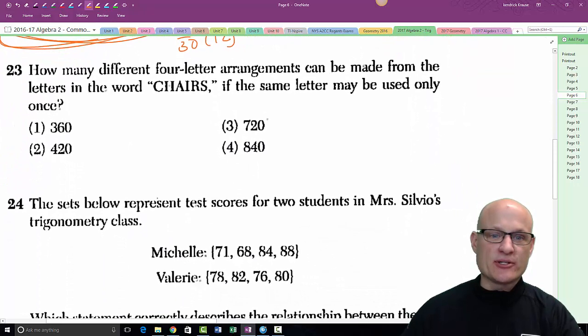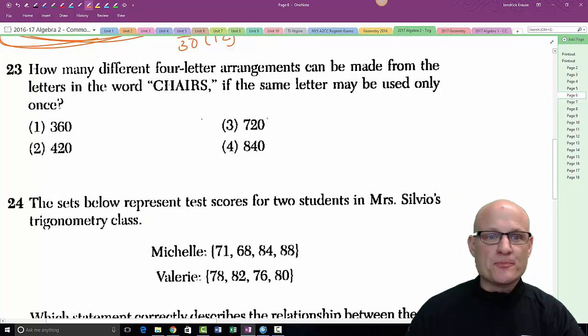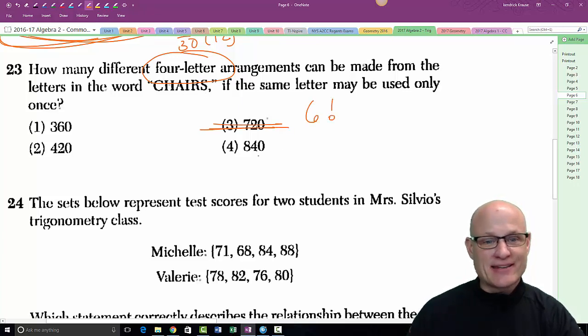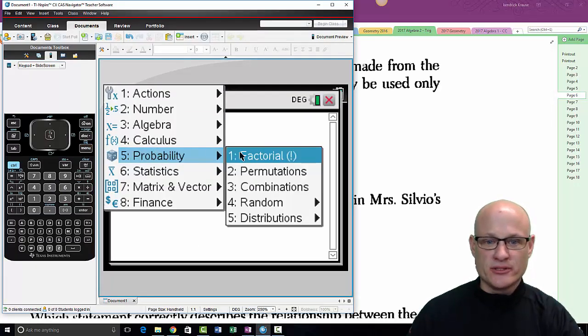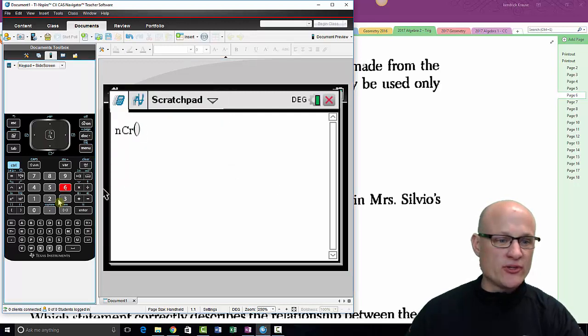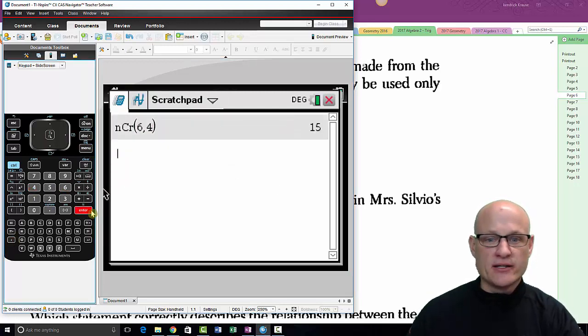Now this one was a little bit tricky and they tried to fool you. How many 4-letter arrangements can be made? If you just said 1, 2, 3, 4, 5, 6 and did 6 factorial, you might have chosen 720. It's clearly not going to be 720 because I only want to do 4. So this is 6 choose 4. I have to go to my calculator: menu, probability, combinations. So 6, comma 4, and I get 15.